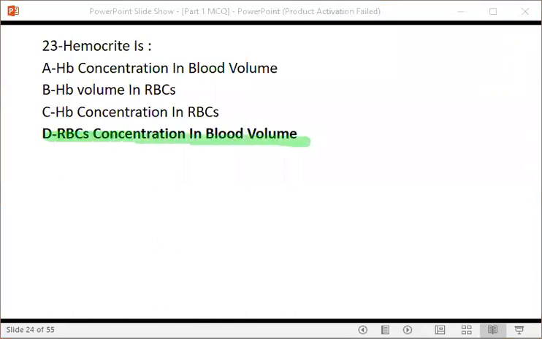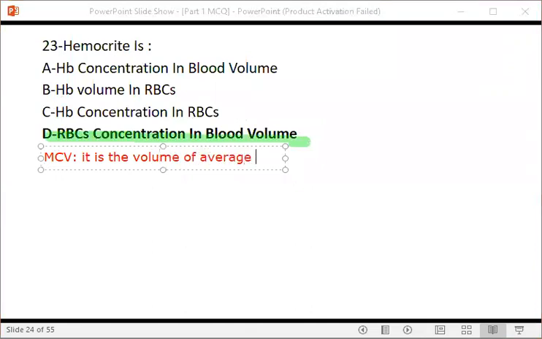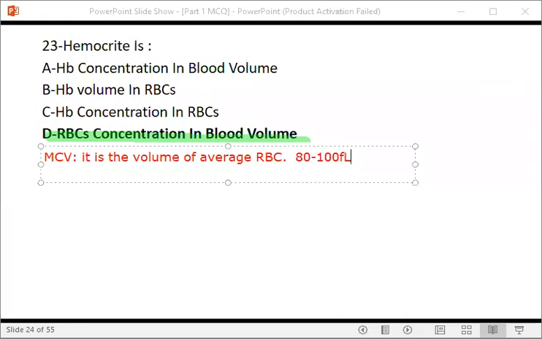طيب, let's define some definitions, وهذه ممكن كلها تجينا في الاختبار مجموعة MCQs. أول شيء إيش هو MCV? It is the volume of average RBC. تمام. Oh, very nice. تمام. إذا هو الحجم الطبيعي عندنا تمام من 80 إلى 100 FL.